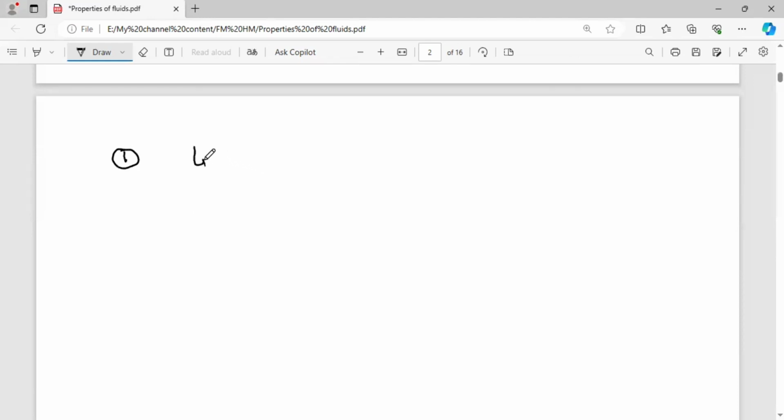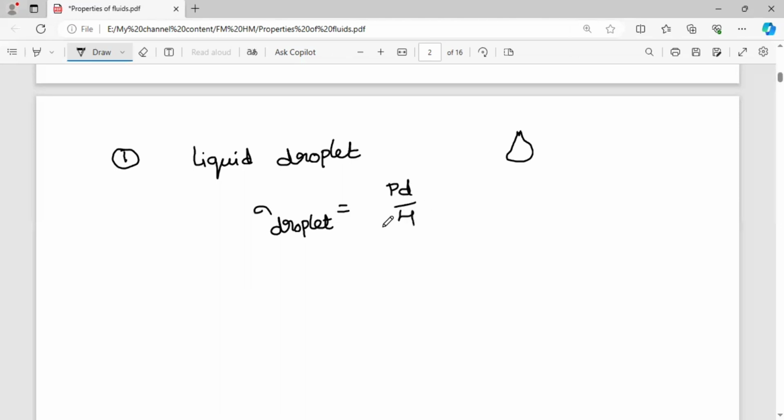the liquid droplet, for example rainwater. How will it look? Like this, a liquid droplet. For this liquid droplet, what is the surface tension? The question is asked like this. The surface tension for a liquid droplet is given by the relation sigma equals P D by 4. Sigma is surface tension.